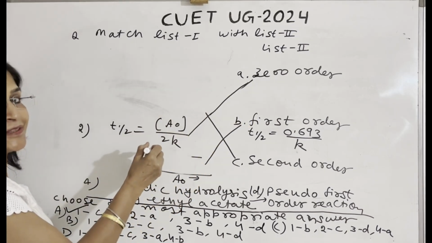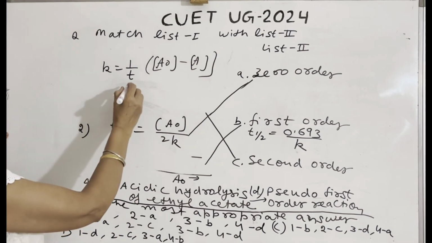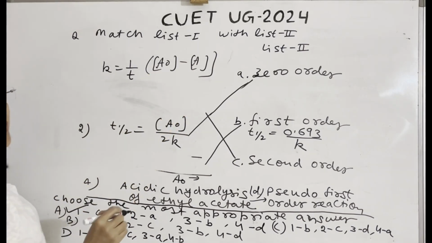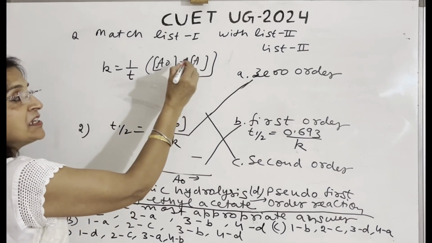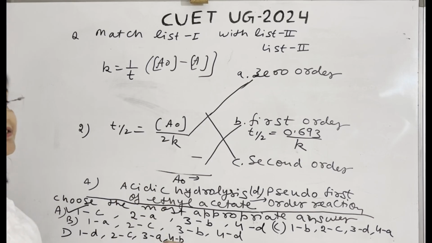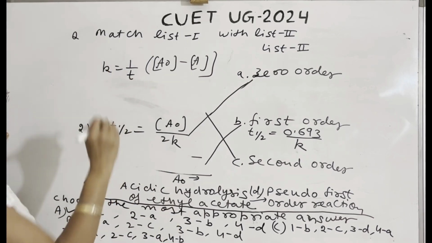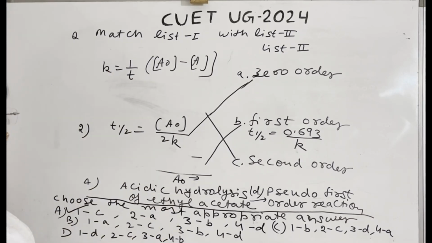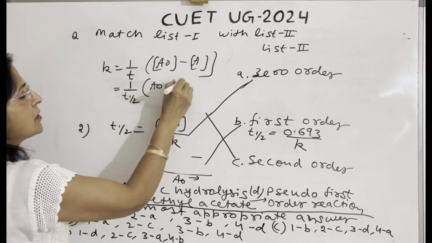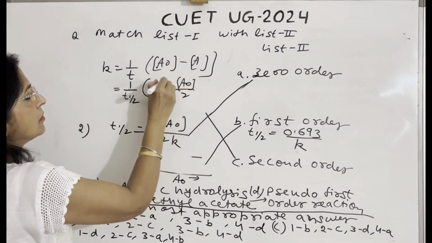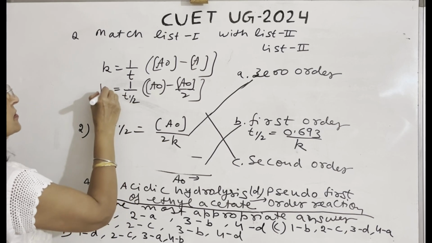Now I will explain you this one. This is the integrated rate expression for 0 order reaction. This is the initial concentration of reactant. This is the concentration of reactant at any instant of time. T is the time and K is the rate constant. Half-life time means when the initial concentration becomes half, and time required to convert initial concentration into half is called as half-life time. Then the reaction becomes A naught by 2. Then the reaction becomes this.